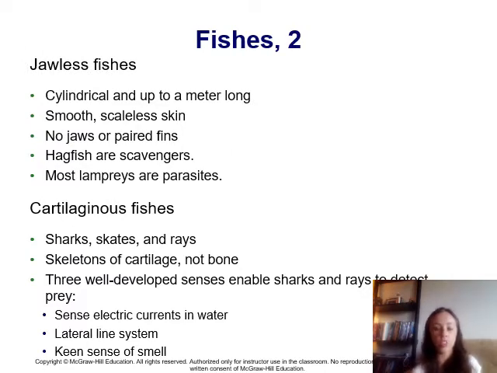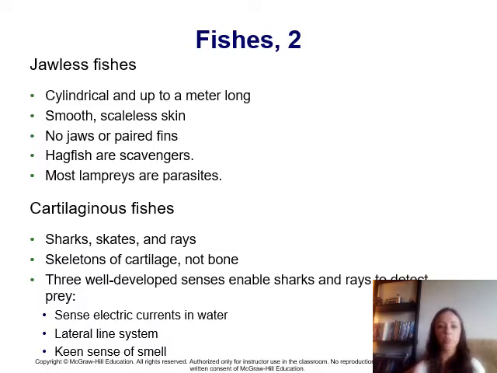So jawless fishes are cylindrical and up to a meter long. They will have smooth, scaleless skin, no jaws or paired fins. Jawless fish include hagfish and lampreys. Lampreys are native to the Great Lakes, which is just a little bit northeast of Indiana. Hagfish are scavengers, and most lampreys are going to be parasites. They're parasitic because they attach their mouths to the animal, and will tap into their circulatory system.